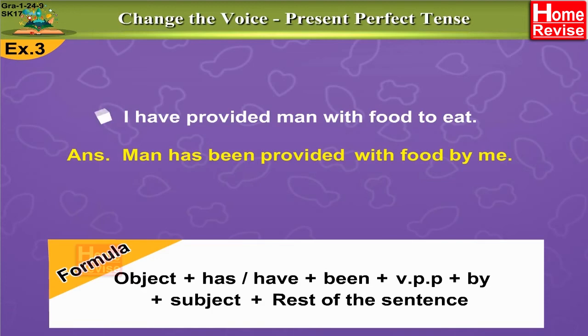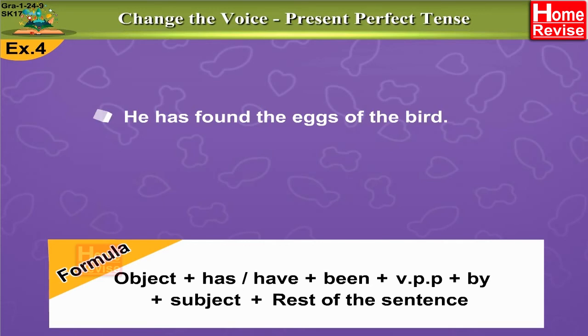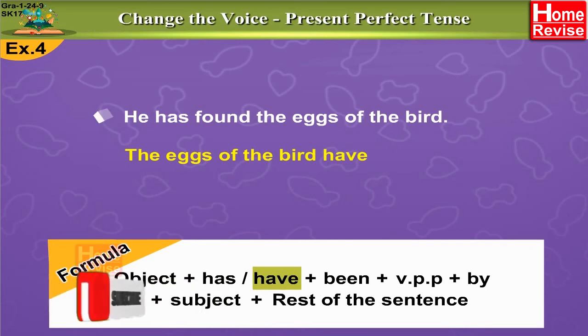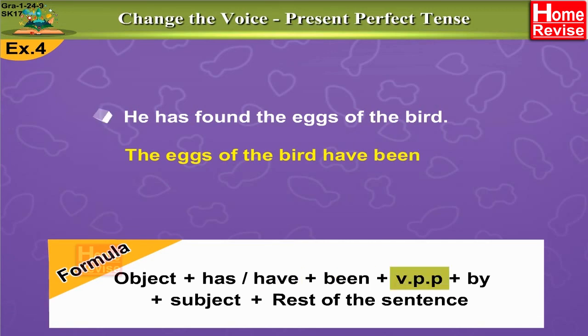Let's take one more example. He has found the eggs of the bird. What has he found? The eggs of the bird. So the eggs of the bird, this entire phrase is the object. Now eggs is plural. So we cannot use has because has is the singular verb. So we'll have to use a plural verb which is have. So the object is to be followed by the to be verb have been, and the past participle is found. By whom? By him. So your answer is the eggs of the bird have been found by him.